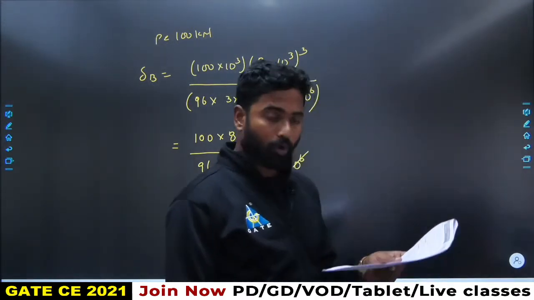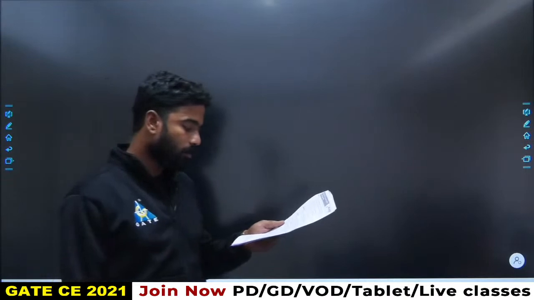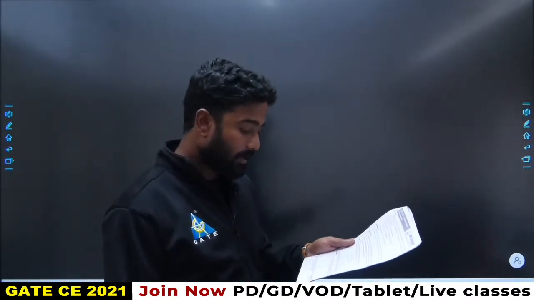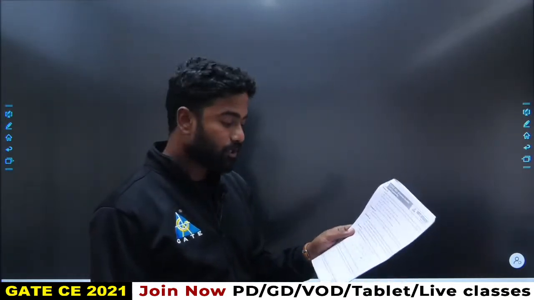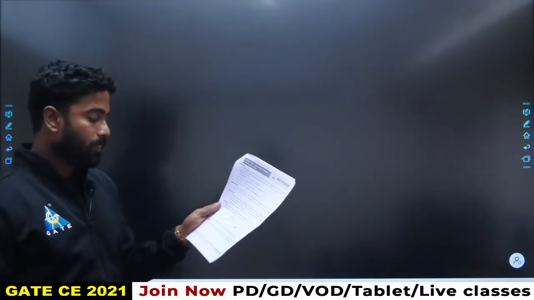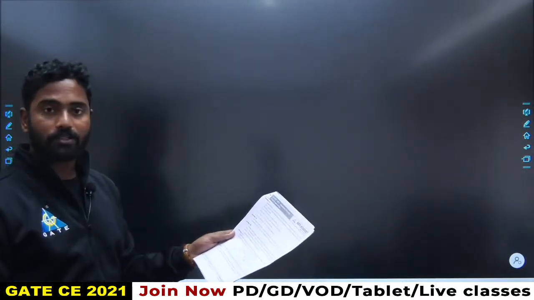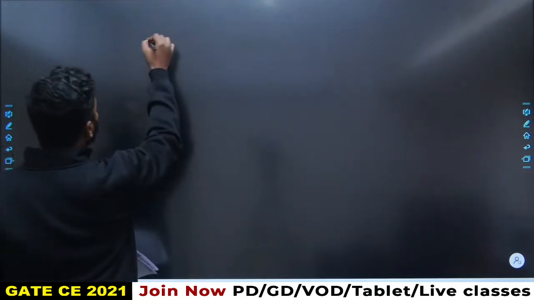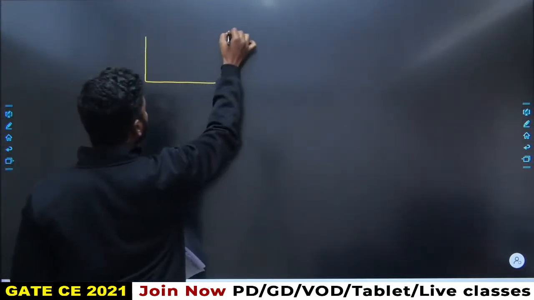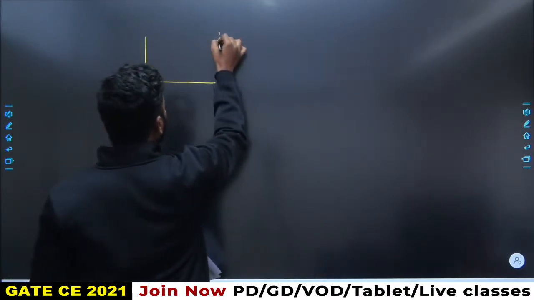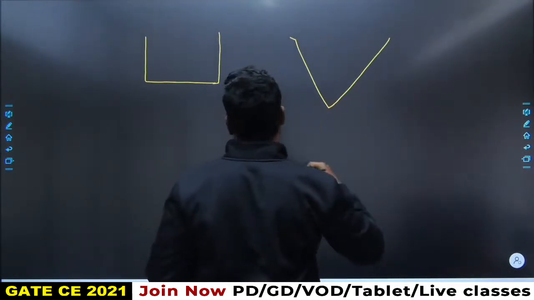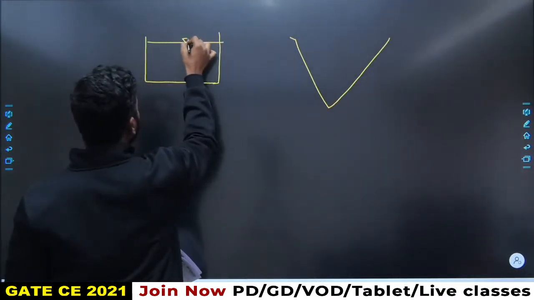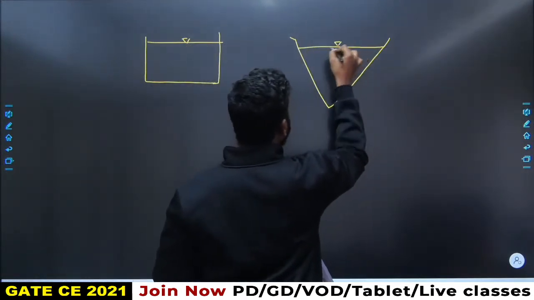Next one is, if water is flowing at the same depth in most hydraulically efficient triangular and rectangular channel sections, then what is the ratio of hydraulic radius of the triangular section to the rectangular section? He is saying hydraulically most efficient rectangular section and hydraulically most efficient triangular section, right?